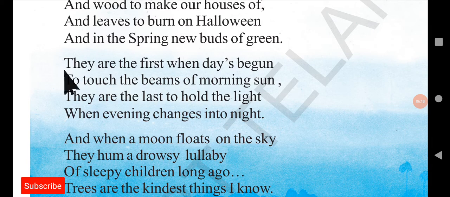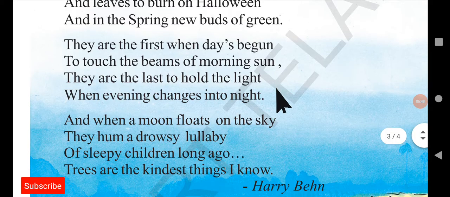Third stanza: they are the first when days begin to touch the beams of morning sun. So early in the morning, which is the first thing to touch the sun rays? It is the tree. Because we are not taller than trees, right? Since the tree is so tall, when the sun enters our area, it is first touched by the trees. Beams of morning sun, beams in the sense of the rays of the morning sun.